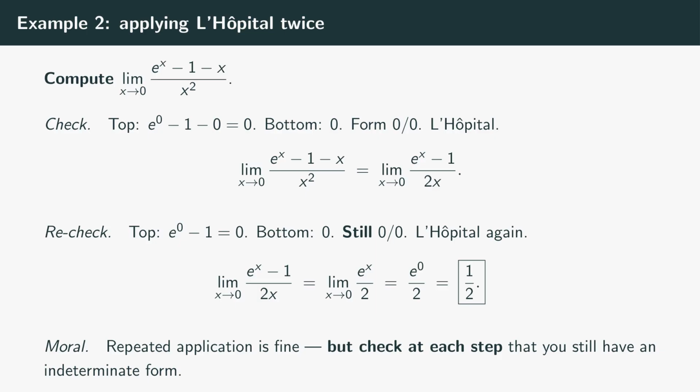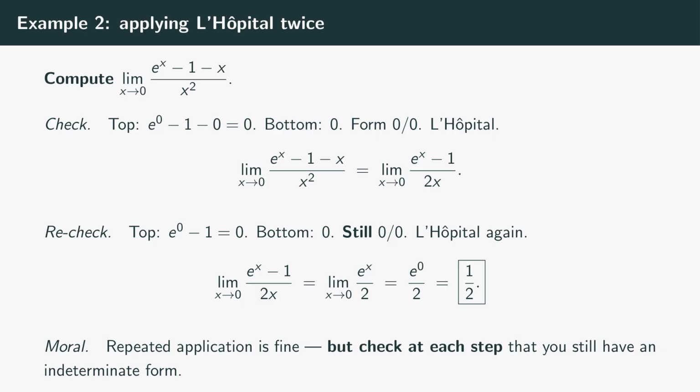Differentiate the top. The derivative of e to the x is e to the x. The derivative of minus 1 is 0. The derivative of minus x is minus 1. So the top becomes e to the x minus 1. Differentiate the bottom. The derivative of x squared is 2x. New limit, e to the x minus 1 over 2x as x approaches 0.